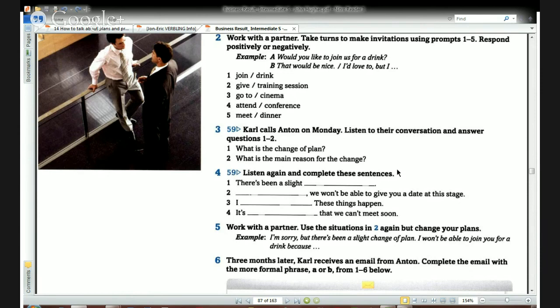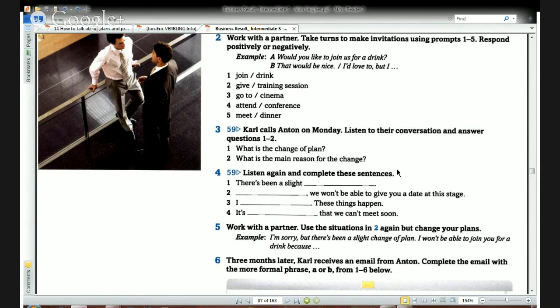There's been a slight change of plan. A slight change of plan, exactly. Okay, and Giuseppe, number 2? As a result, we won't be able to give you a date at this stage. Excellent. And Anton, number 3? I understand. Right. I understand these things happen. Mm-hmm. Right. And Ahmed, number 4? Number 4. It's shame that we can't meet soon.